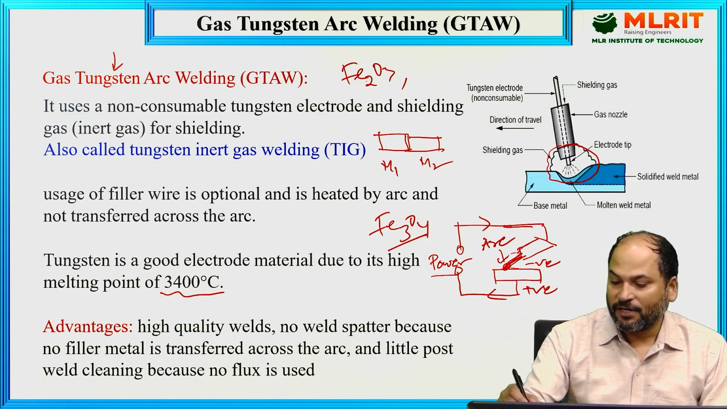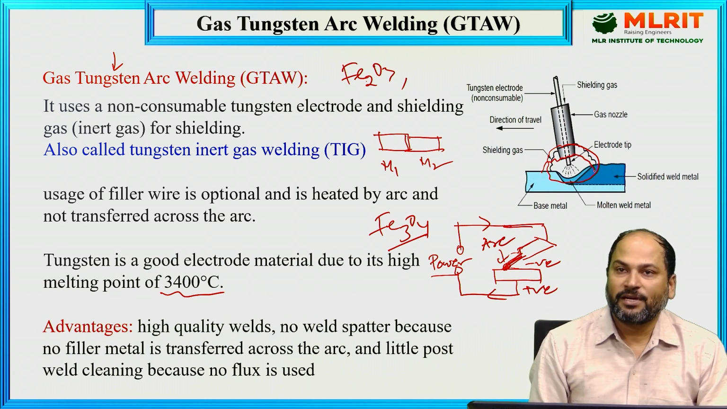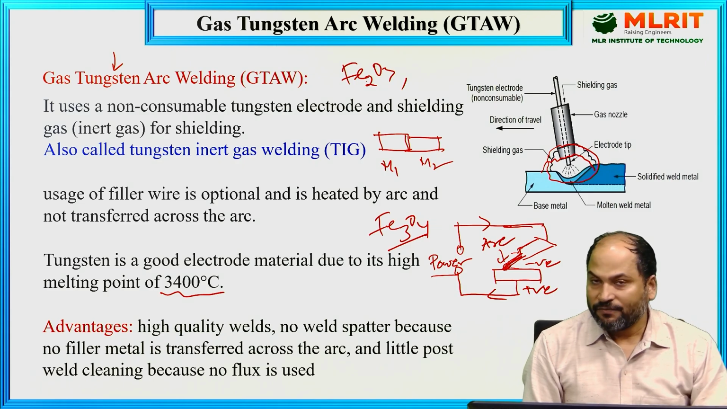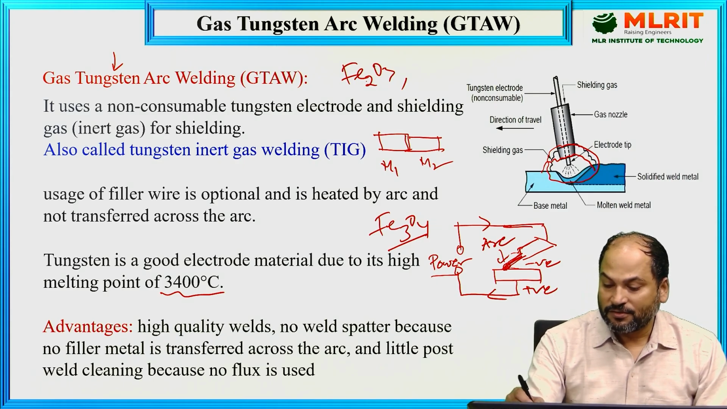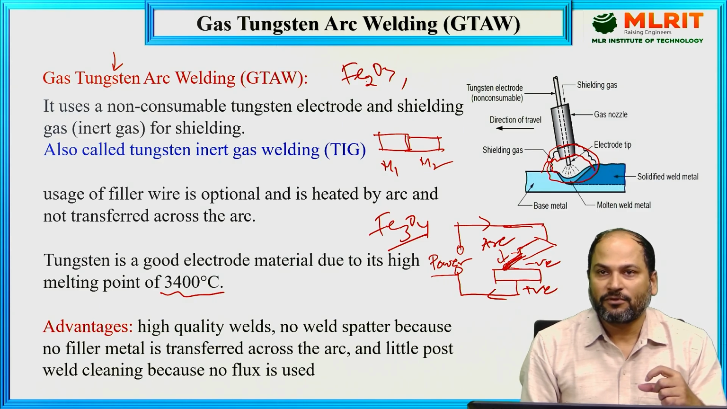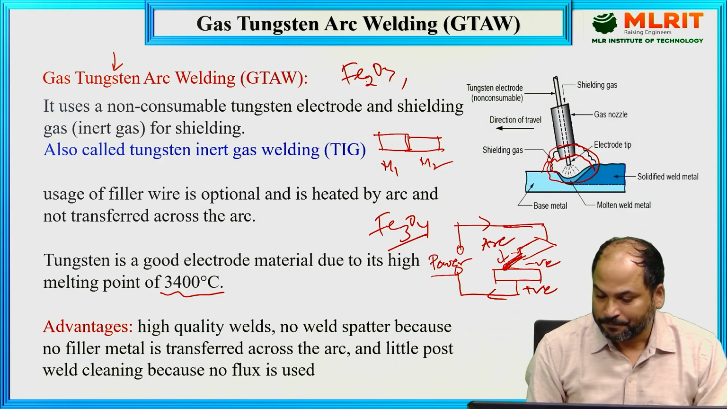Similarly, if electrodes are there and flux is all over this weld bead area, what will happen? Although air is coming, the atmospheric air will not be in contact with the weld. So it will not be allowed to react over there, and of course, oxide will not form.